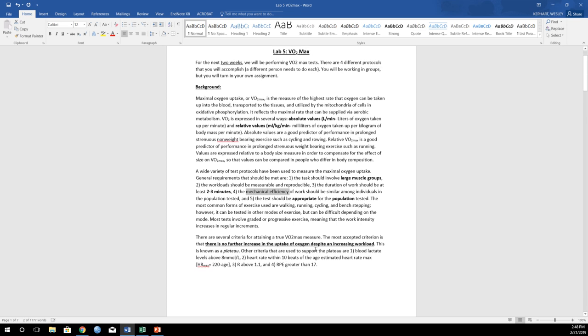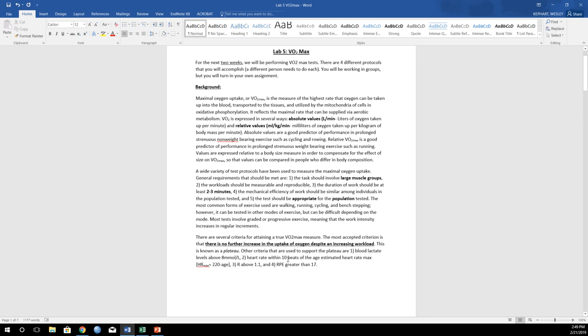Next, there's four criteria that I want you to know in determining a true VO2 max. The first one is blood lactate levels above 8 millimoles per liter. That's just an indication that their metabolism is doing mostly anaerobic means of producing energy. We aren't measuring that today because I'm still waiting on buying a blood lactate analyzer.